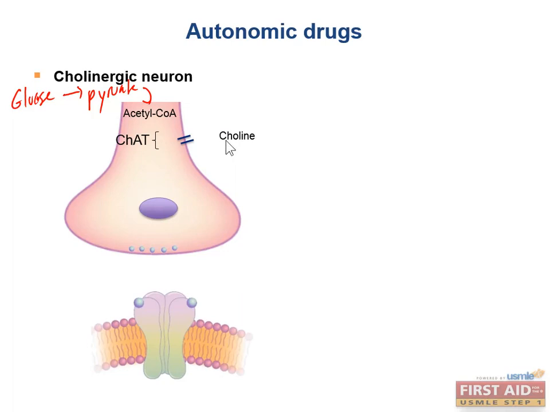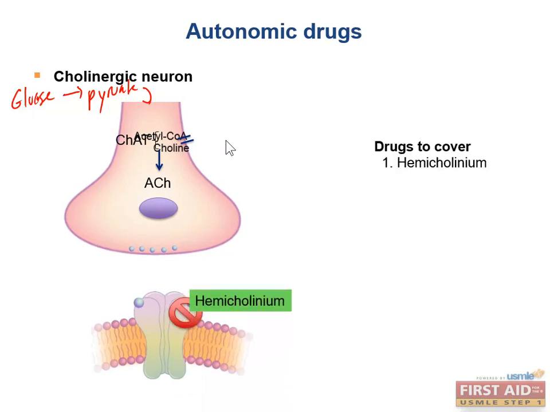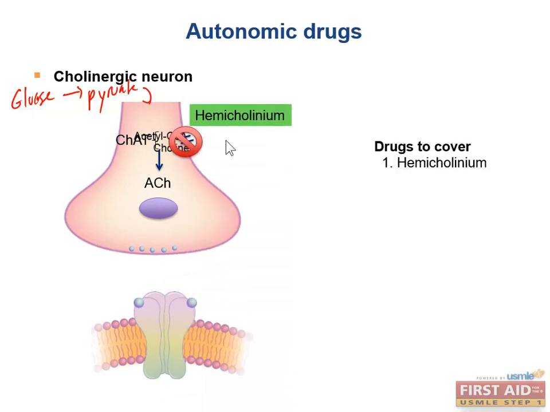We're going to have our choline, which is going to go into the cell. We're going to use our ChAT enzyme, and we're going to produce our acetylcholine. Now, we can introduce our first drug, which is going to be hemicholinium, which is going to compete with choline in this step and prevent choline from being taken up into the presynaptic neuron. So that's going to be one way we can prevent synthesis of our neurotransmitter.